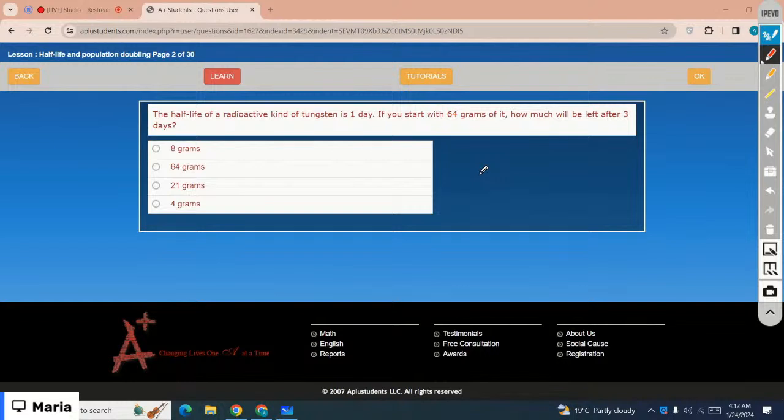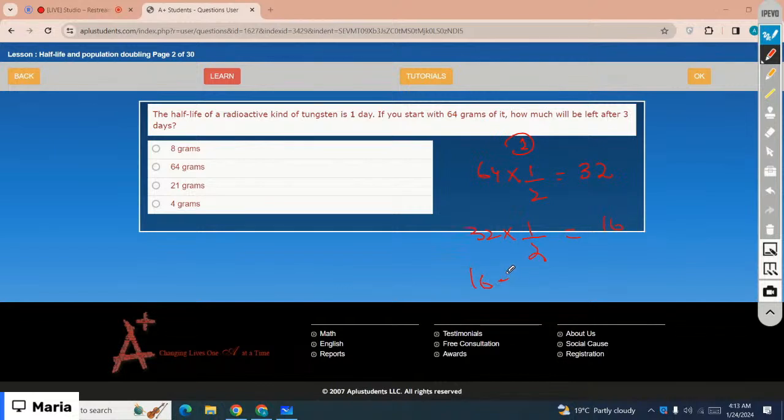Okay, so you have now the half-life: 64 times 1 over 2, right? That is the first half. Three times you have to do it. So 64 divided by 2 is 32. The second half is 32 times 1 over 2. Again half, because you have to divide it by 2, right? So 32 divided by 2 is 16.